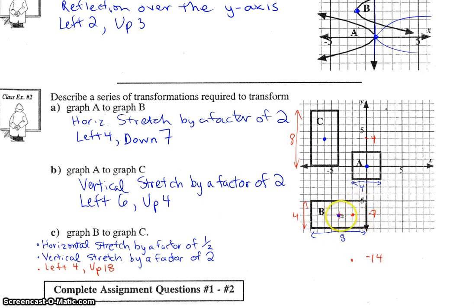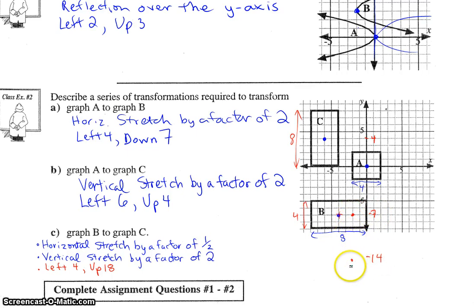So horizontally stretched by a factor of 1/2, we're a distance of 4 away from the y-axis, or the x-coordinate's -4, then the x-coordinate would be -2. Okay, y-coordinate, we vertically stretched by a factor of 2. It was a y-coordinate of -7, stretched by a factor of 2, times 2, -14 now.